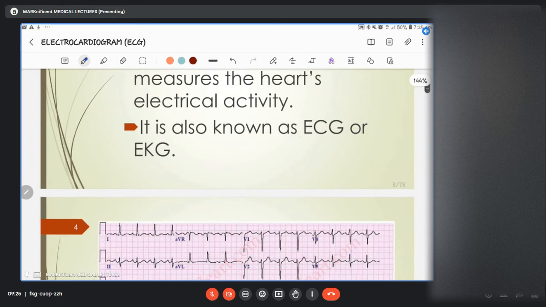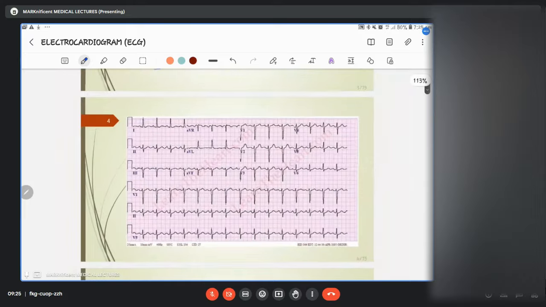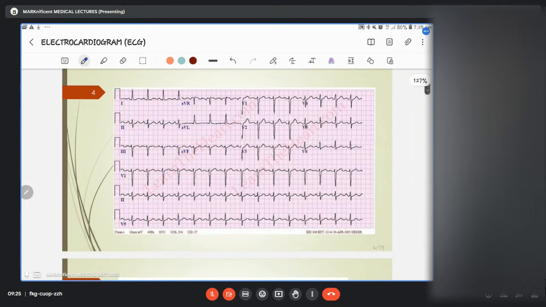It is also known as ECG or EKG. It depends on the German English pronunciation or Russian English pronunciation, where the K is used instead of C in some of these places. So ECG, EKG, however you see it, is still the same thing. But the pronunciation is electrocardiogram. That's the full name. This is a typical picture of an ECG graph.